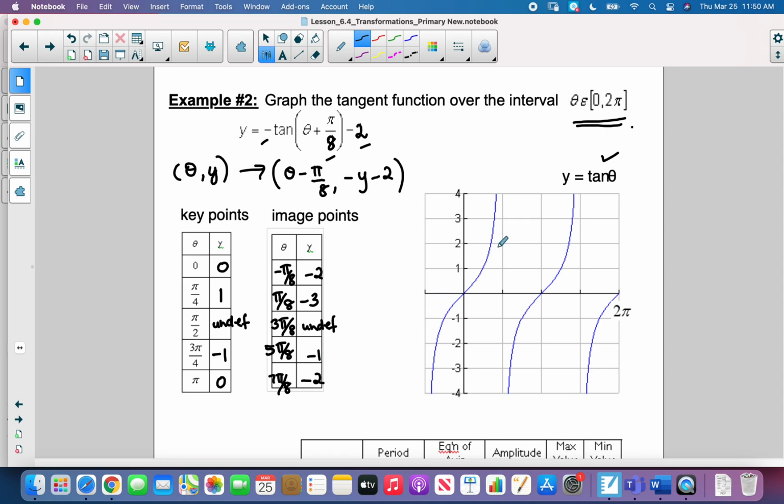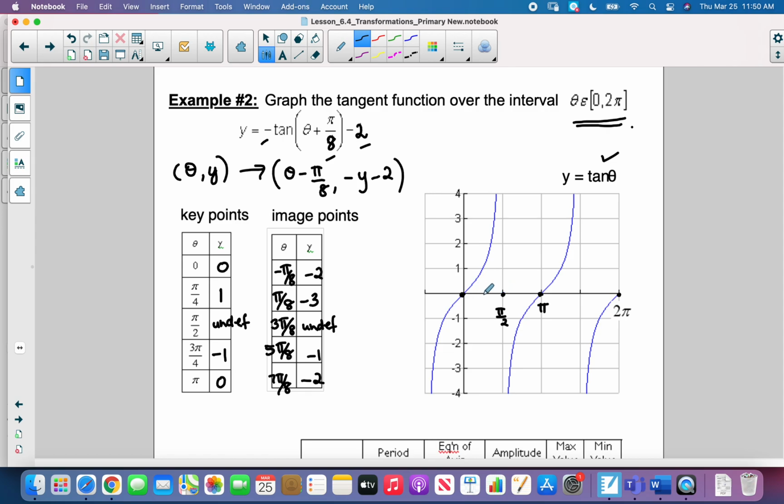Now I'm going to graph those points. Negative pi over 8, positive pi over 8. So this is my 0 and this is my 2 pi. That makes this my pi. I have to divide it into 8 parts to get pi over 8. This is pi over 2.